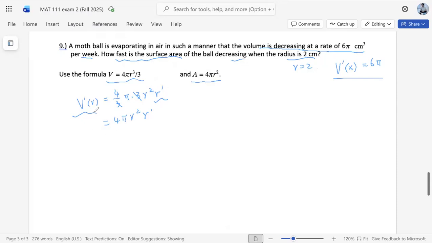Now V prime of 2, we know V prime of 2, right? V prime of 2 equals 6 pi. So 6 pi, divided on both sides by 4 pi. So I have 6 divided by 4, which is 3/2. And then R squared, all we know is 2 cm, which is 4 R prime. Let me start from the beginning.